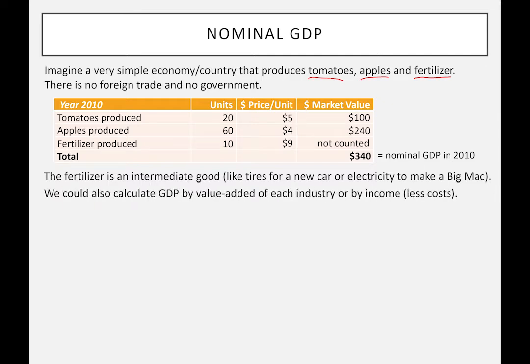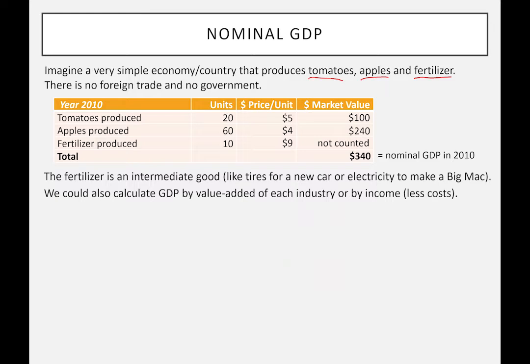Incidentally, I could calculate that $340 by value added. In that case, what I'd do is I'd look at the fertilizer produced. They take it out of the ground and sell it, so that's $90. But then I'd look at, say, the apple industry. Well, they produce 240 less the cost of the fertilizer produced. The difference would be the value added of apple production, and then I'd add the value added of tomato production.